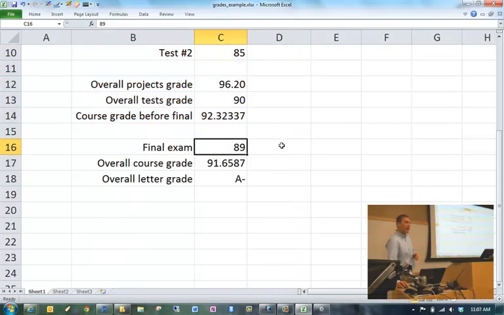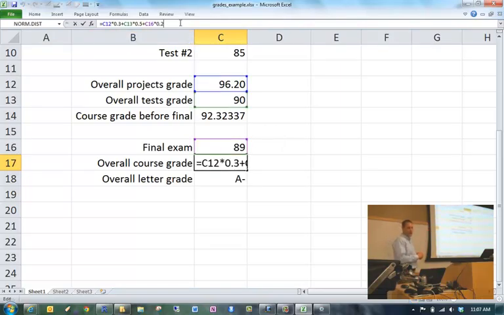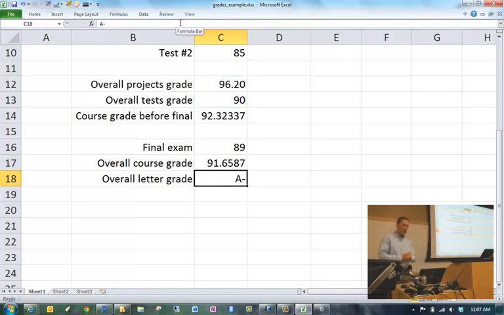Now, after finals are graded, I will also post your final exam grade. And let's say it was 89. Then your overall course grade is 0.3 times the project grade, plus 0.5 times the test grade, plus 0.2 times the final exam grade. This ends up being 91.65 for this particular example, which would translate into an A-. So that's just an example of how, at least what's laid out in the syllabus, these grades are calculated.